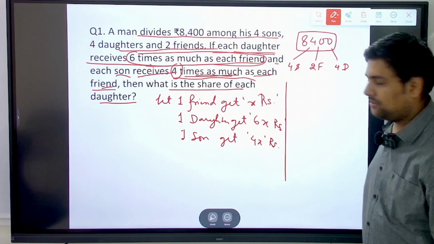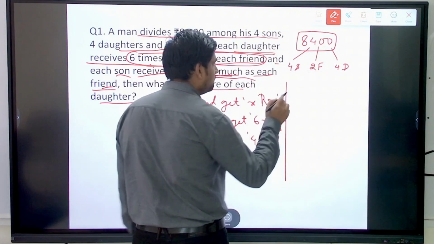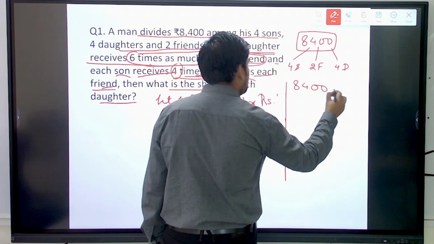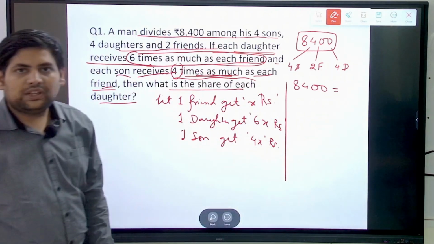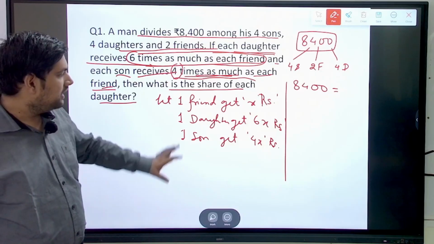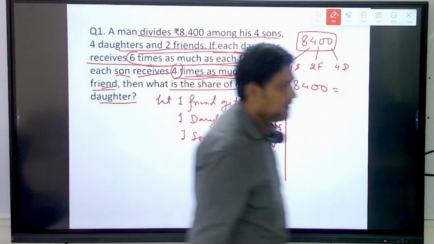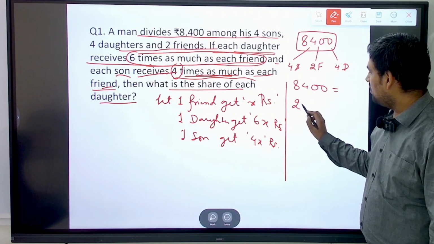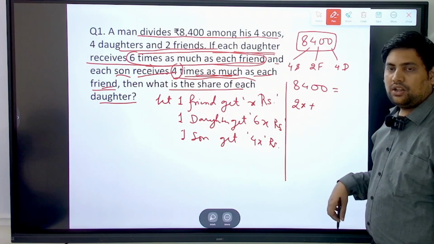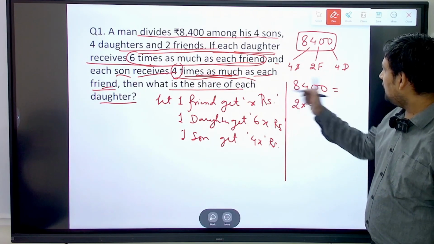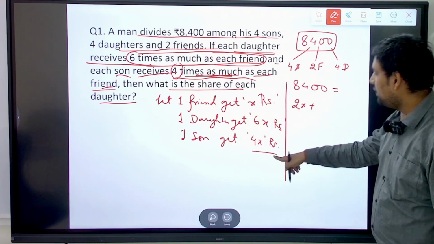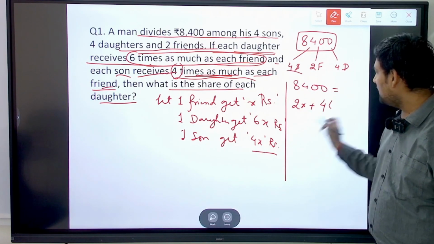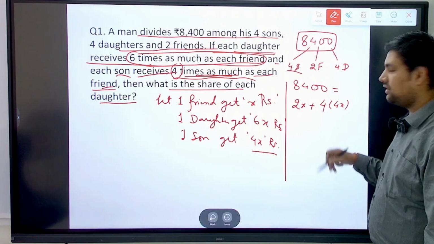Now, 8,400 is equal to the sum of what all of them receive. Each friend receives x rupees. How many friends are there? There are 2 friends. So, this becomes 2x, plus each son receives 4x rupees. How many sons are there? 4 sons. Each son receives 4x, so 4 into 4x.